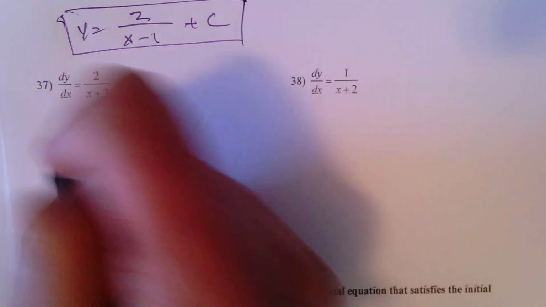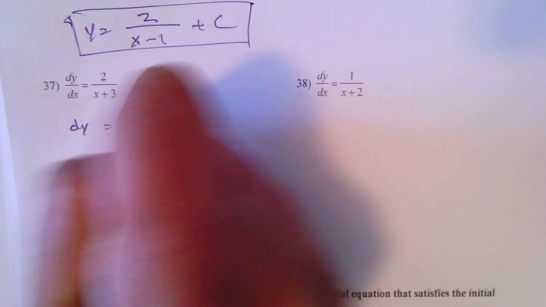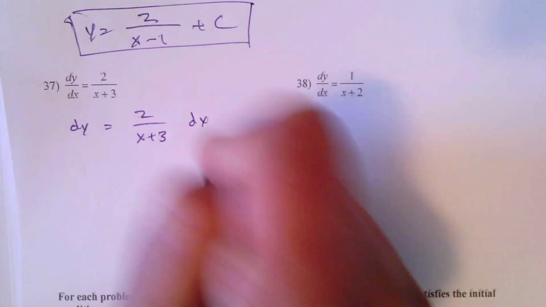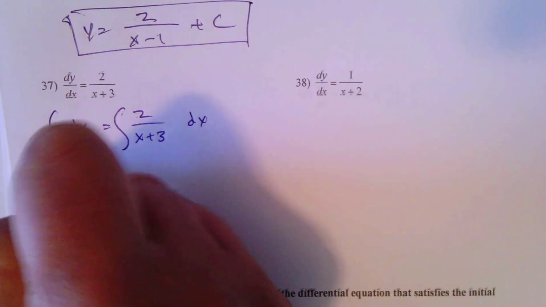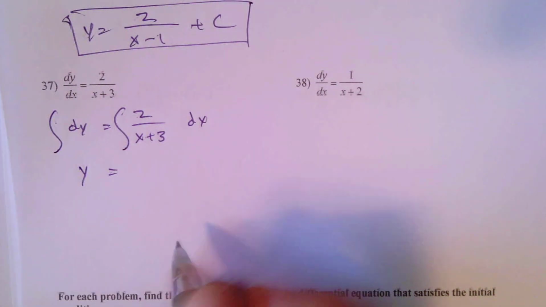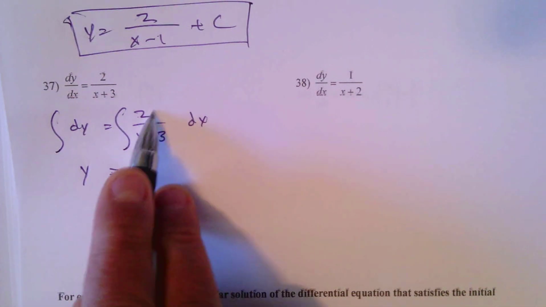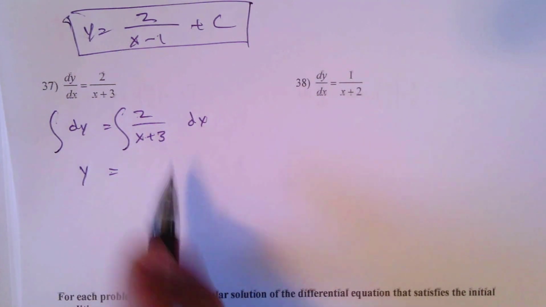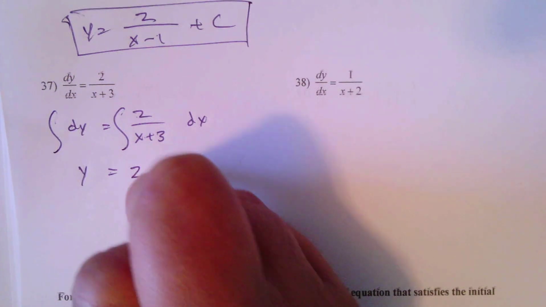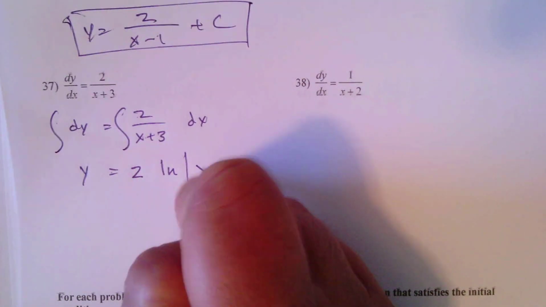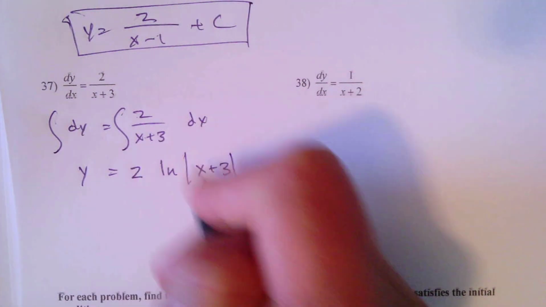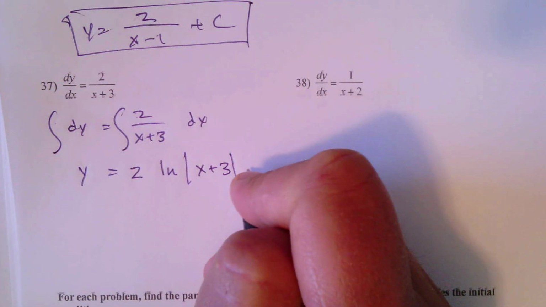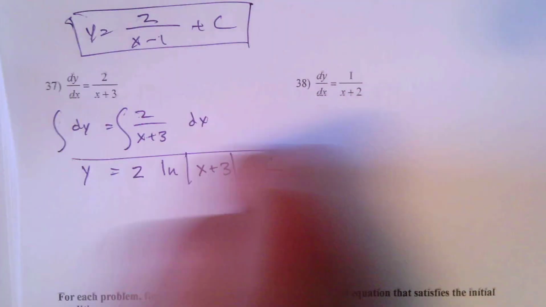37: dy equals 2 over x plus 3 dx. Integrate. On the left we have y. On the right it is basically 1 over x, or 1 over x plus 3. So you should recognize that this is going to be 2 natural log absolute value of x plus 3. You can do u substitution, u is equal to x plus 3. And then we have our plus c.